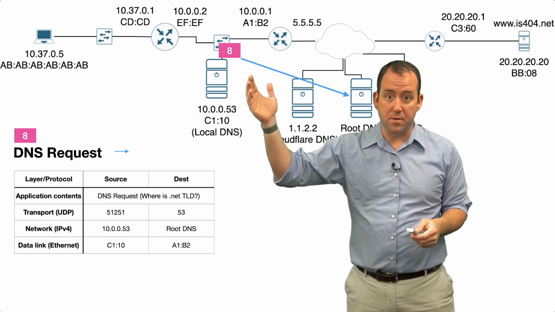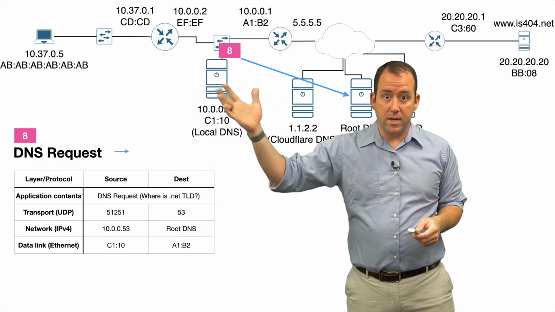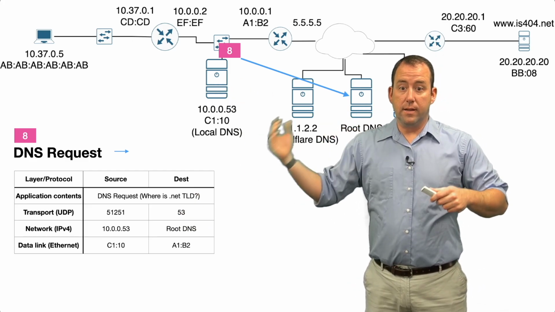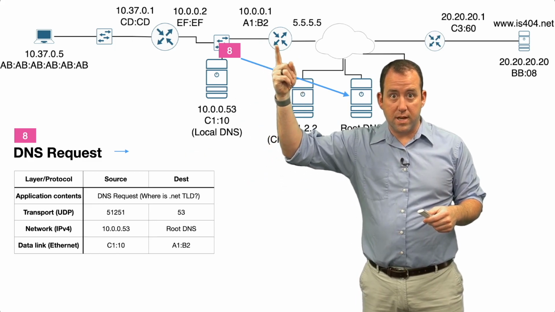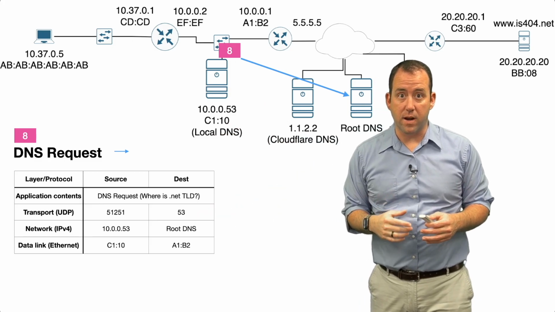So we send out this DNS request from our server, from 10.0.0.53 to port 53, the DNS port on the root DNS server. And then we address that to the next hop router from us, C110, just like we have here.